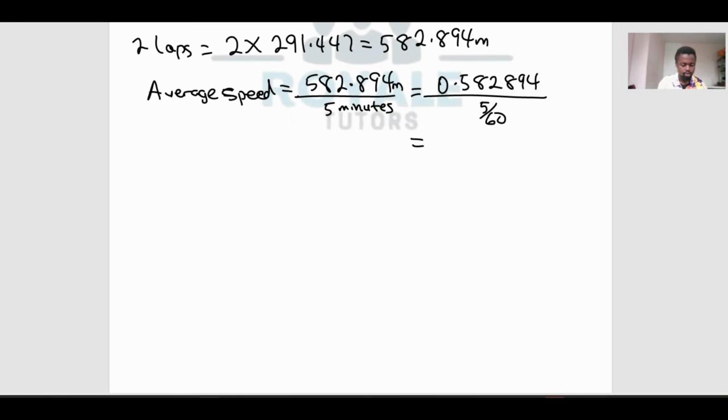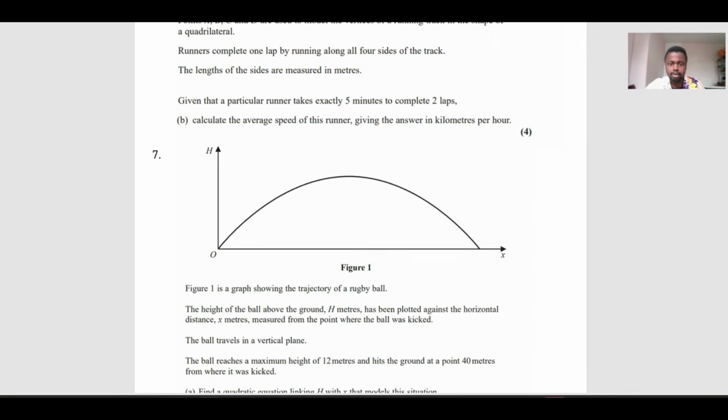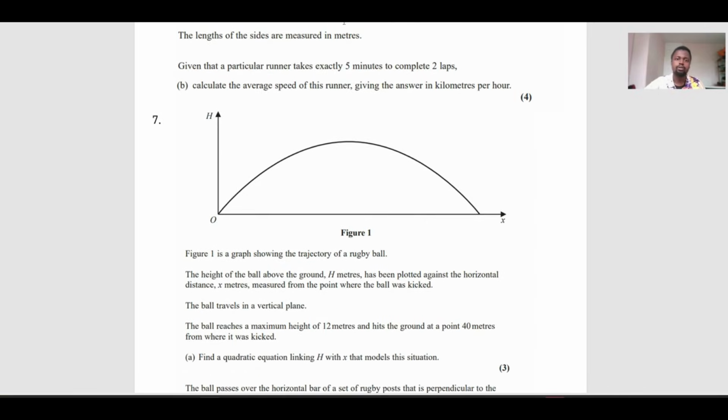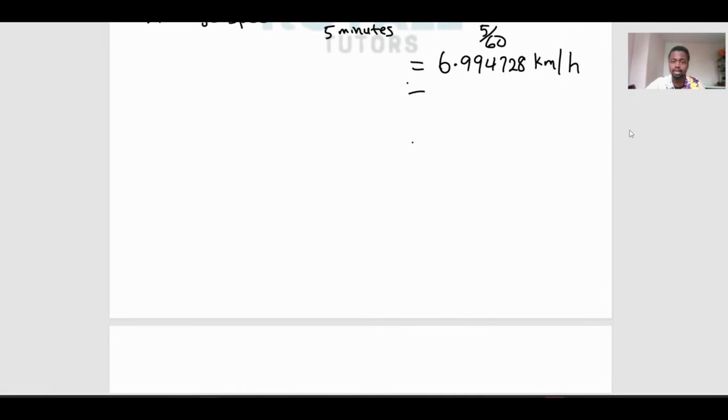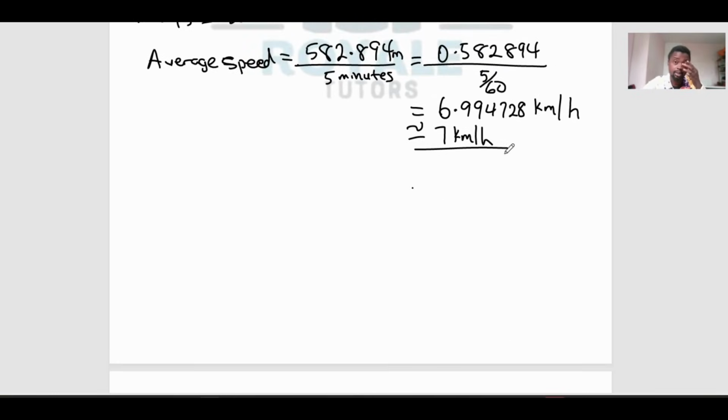Okay. Yeah, we have 6.994728 kilometers per hour. So let's see, it says give your answer in kilometers per hour. If you want to approximate it to the nearest, they didn't ask us to do that, but in case you want to, that'll be 7 kilometers per hour. And that will be the answer. All right. Let me just put it here. That's the answer for 6B.